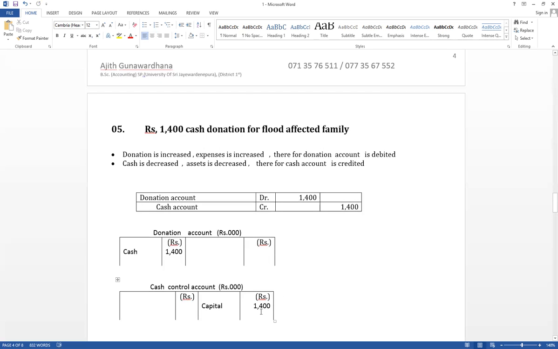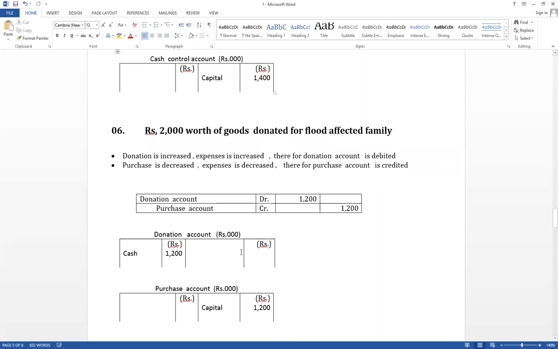Donation account debit, cash account credit. Next one also donation but not cash, stock donation. Worth of stock donation. Donation is expense. It is given 2,000 worth of goods donated for flood affected family. This is a stock donation. Therefore, donation expense increase and stock purchase decrease. Goods donation effect for purchase decrease. Therefore, purchase is expense decrease. Therefore, purchase account credit.